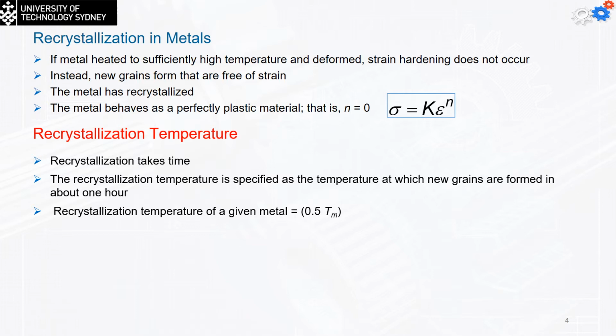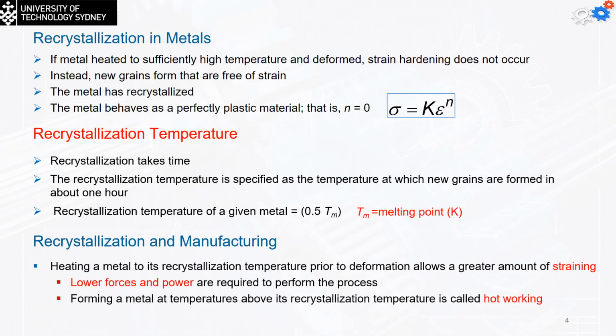Now we have to reach a certain temperature, known as the recrystallization temperature, to have this effect. And you know that recrystallization takes some time once we reach this temperature. The recrystallization temperature is specified as the temperature at which new grains form in about 1 hour. The recrystallization temperature of a given metal is usually equal to 0.5 Tm, where Tm is the melting point in degrees Kelvin of the material.